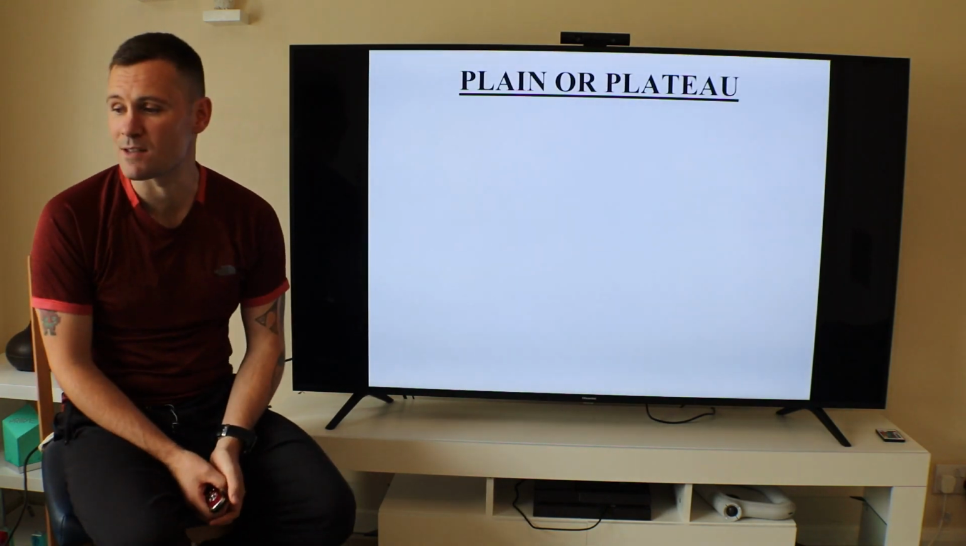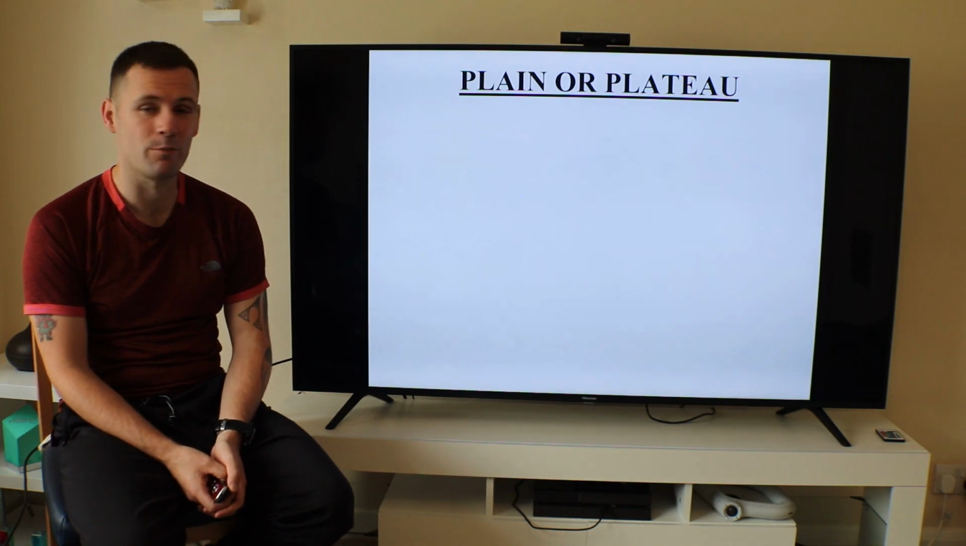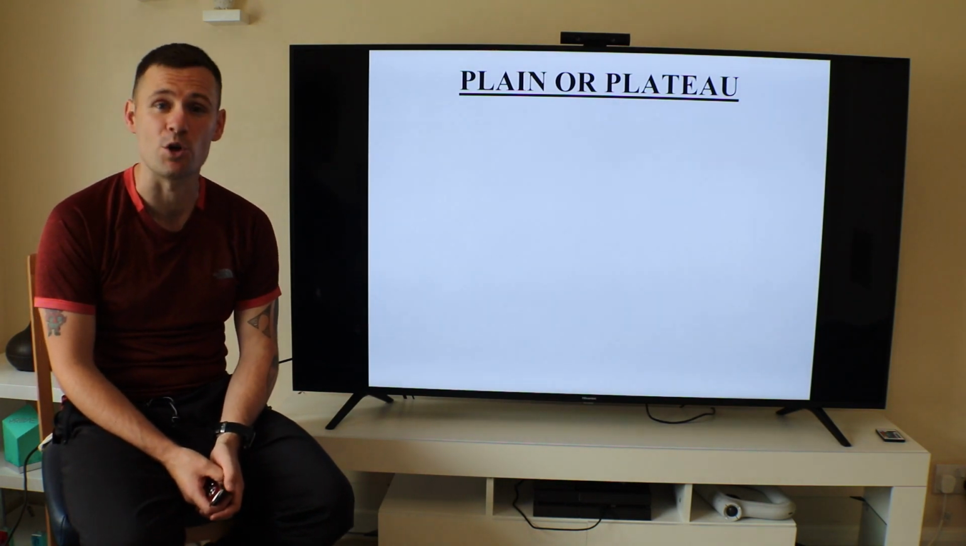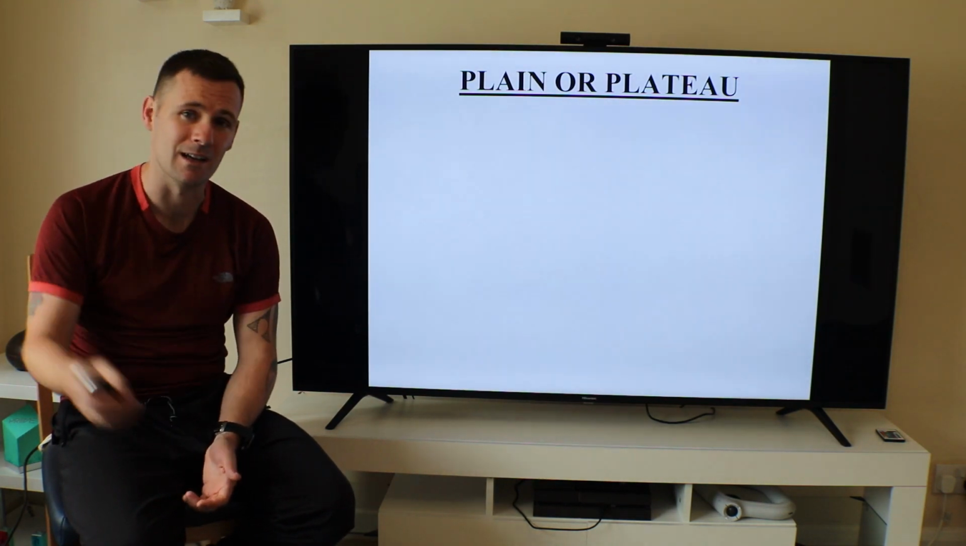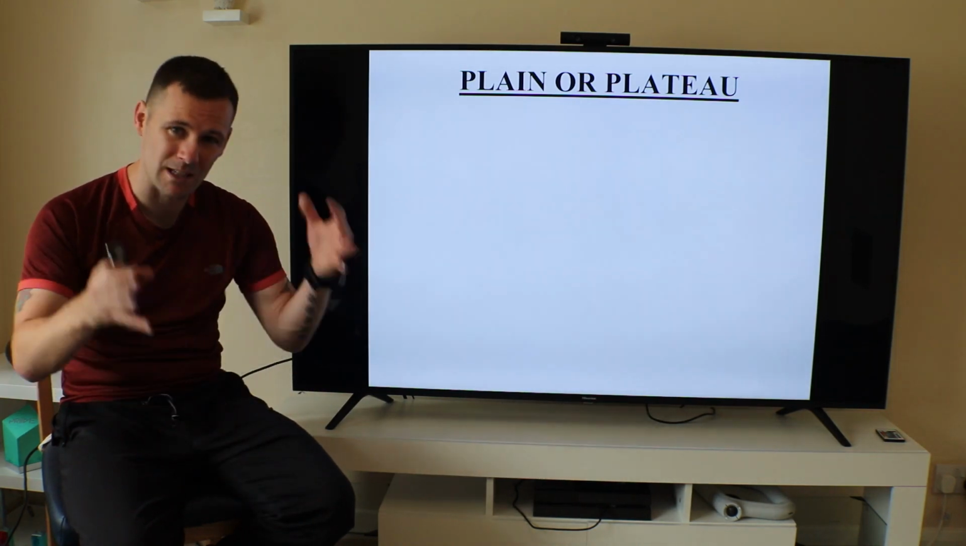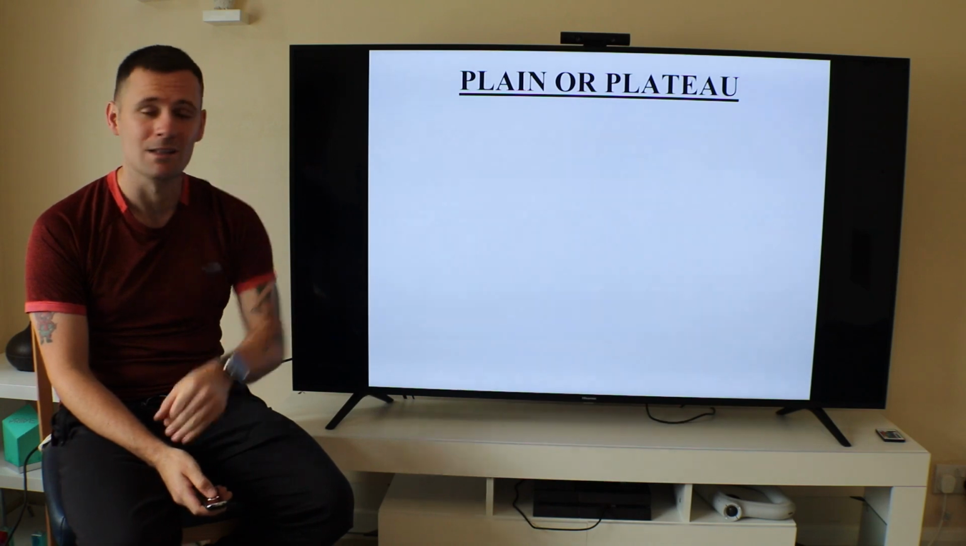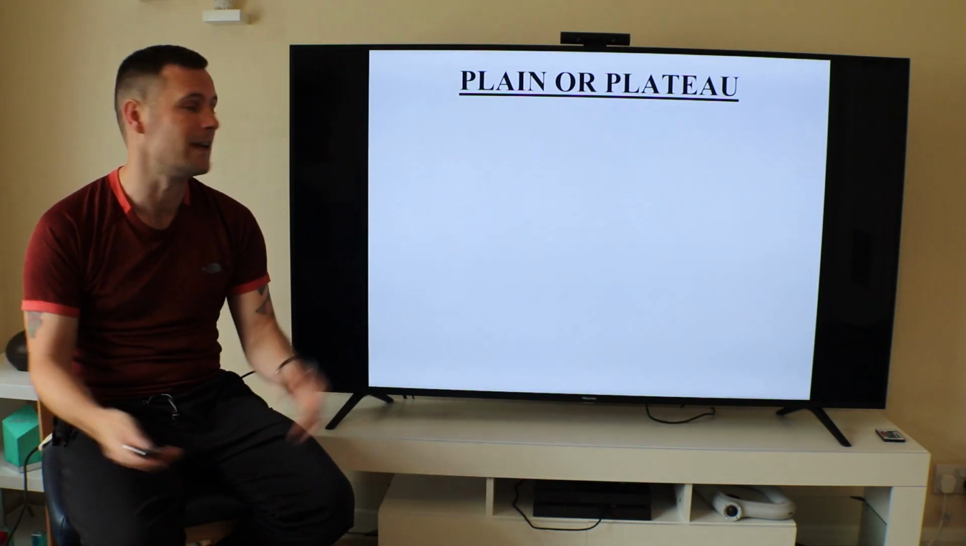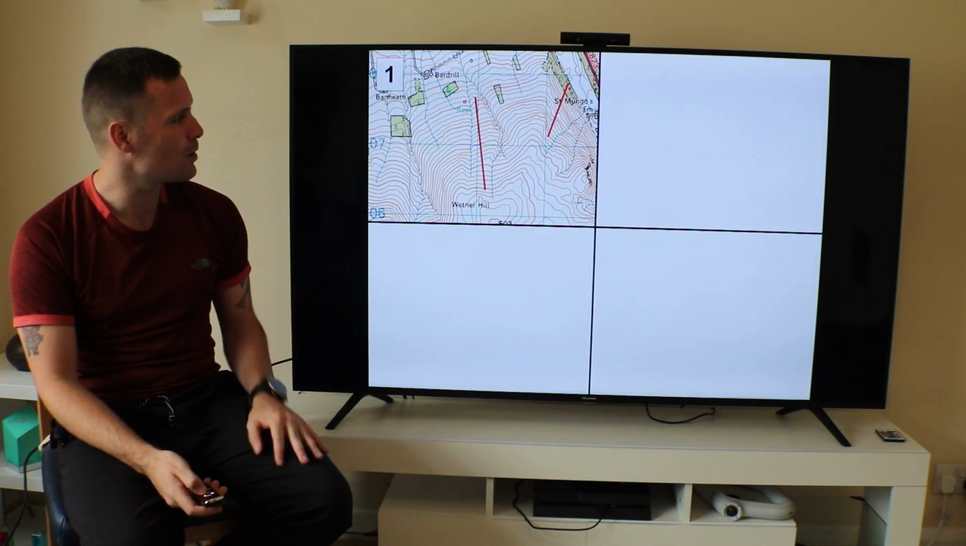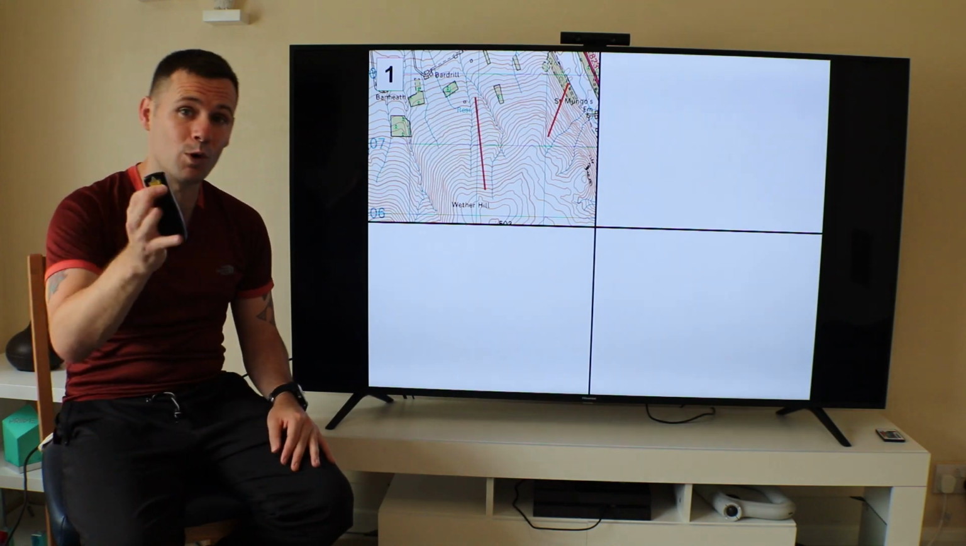Right, a plain or a plateau. Let's talk about this now. I haven't got a picture of it, but if you've ever seen Salisbury Plain, it's just a flat area. That's what we're talking about, or a plateau. Just a nice flat bit of area, and that's all it is. There's no rise, there's no downfall. It's just plain.